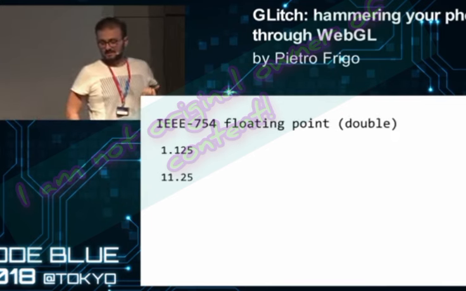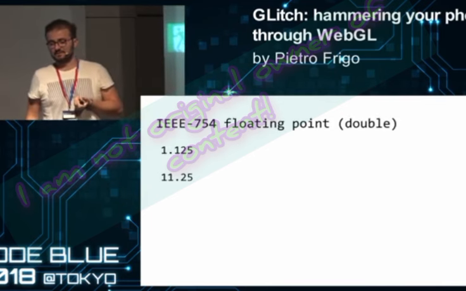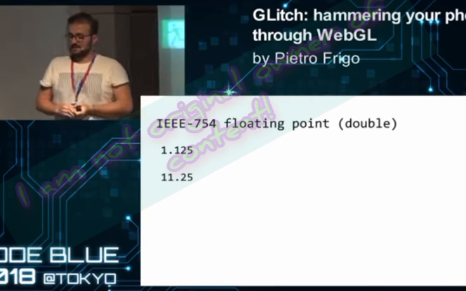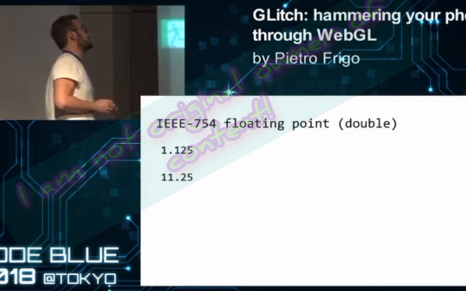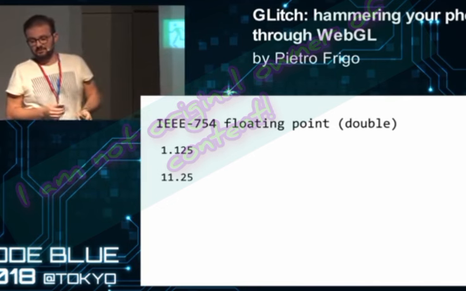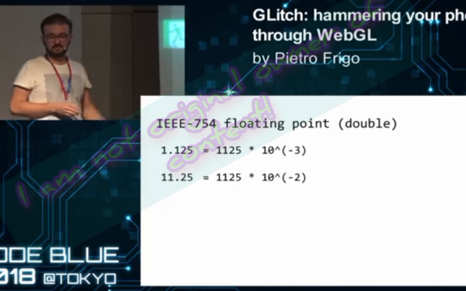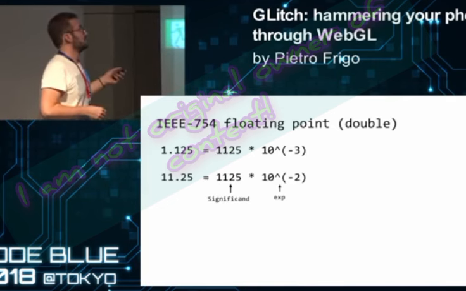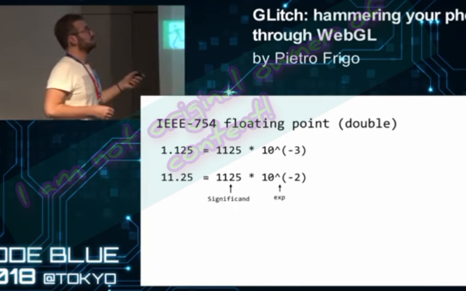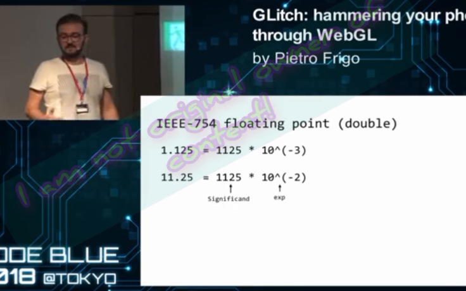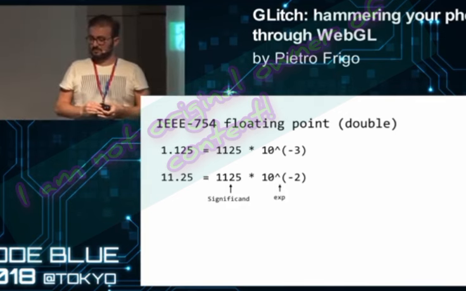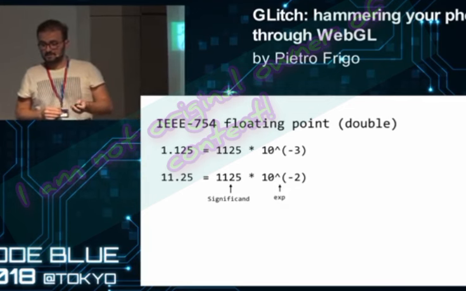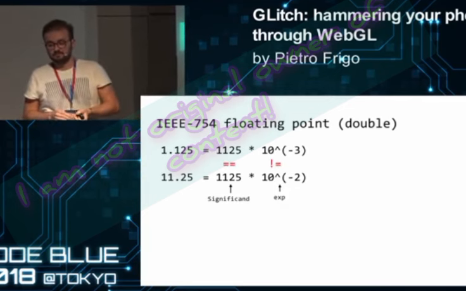So, NaN-boxing is a consequence of the way that the IEEE consortium decided to design floating point numbers. So let's say you have these two numbers, 1.125 and 11.25. The way this is usually stored is by using the exponential notation. So what you do is you get the significand and the exponent. And the significand in this case, you see, is the same. So you would have 1125 times a different exponent. One is 10 to the power of minus 3, and the other one is 10 to the power of minus 2. As you can see, the significand is the same, but the exponent is different.